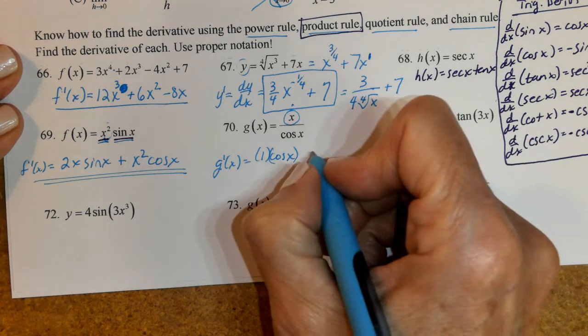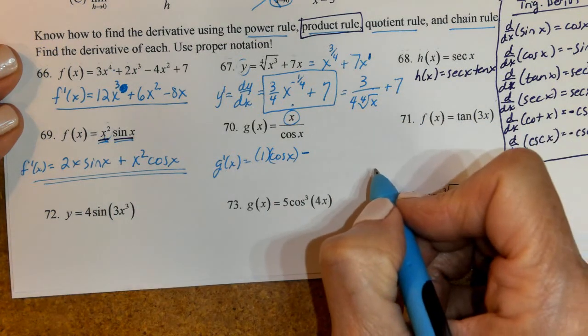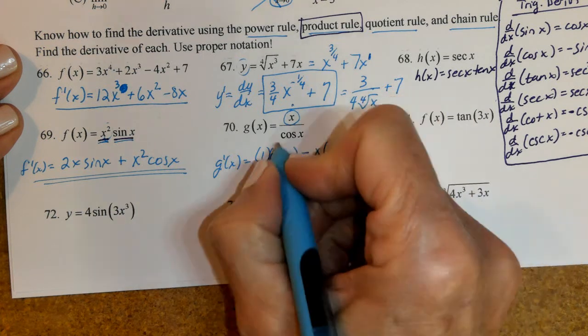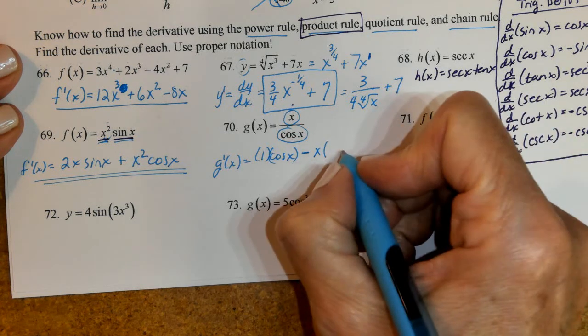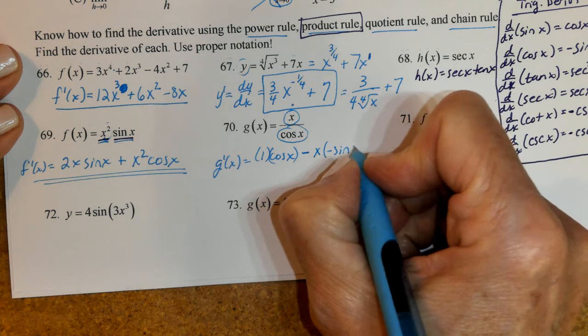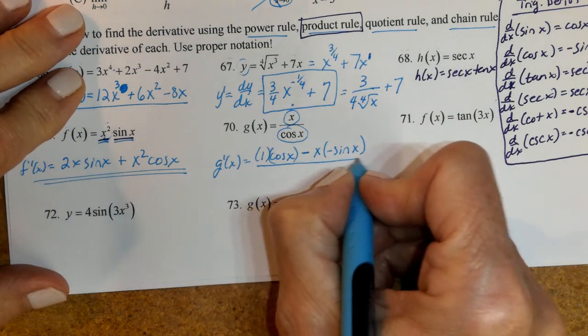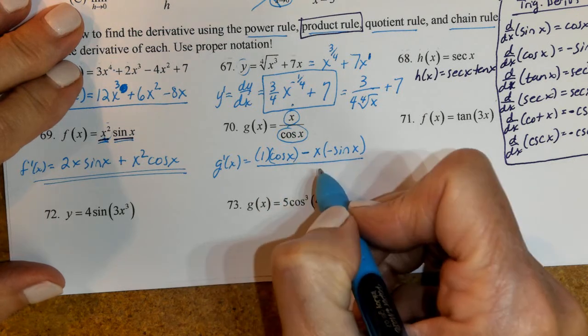In the quotient rule, we have a minus instead of a plus. Now we're going to leave the top alone and multiply by the derivative of the bottom. The derivative of the bottom is a negative sine x. And now in the quotient rule, we get a quotient. The quotient rule yields a quotient, all right?